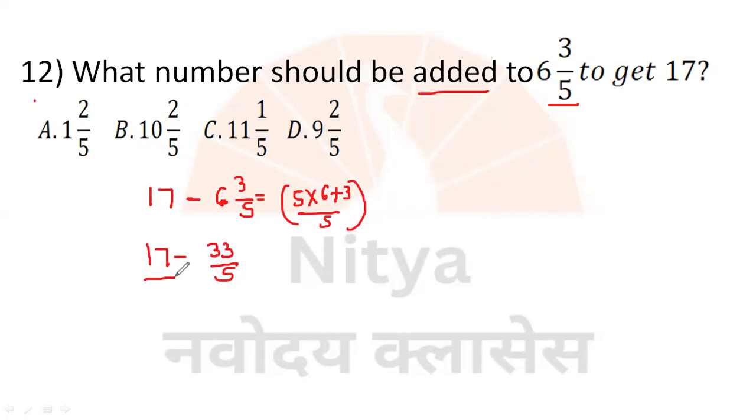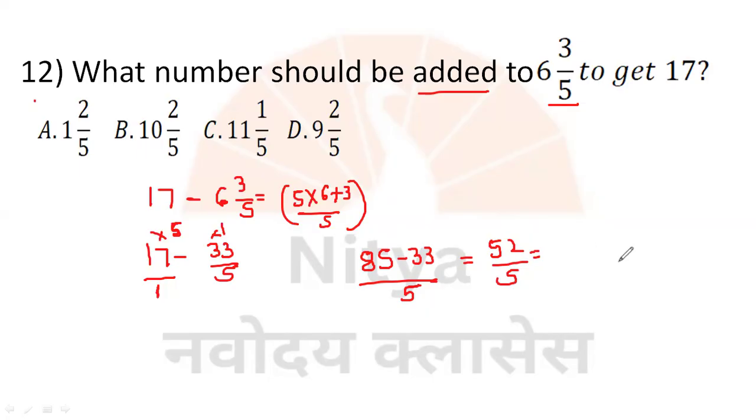Now here 17 is a whole number, so you have to take it as 17 by 1, and the LCM of 1 and 5 is 5. So 1 fives are 5 and 5 ones are 5. So 17 fives are 85, and 33 ones are 33, and the denominator is 5 because the LCM of 1 and 5 is 5. For equivalent fractions, we have to take the LCM as the denominator. So that is 5. 85 minus 33 is 52, divided by 5.